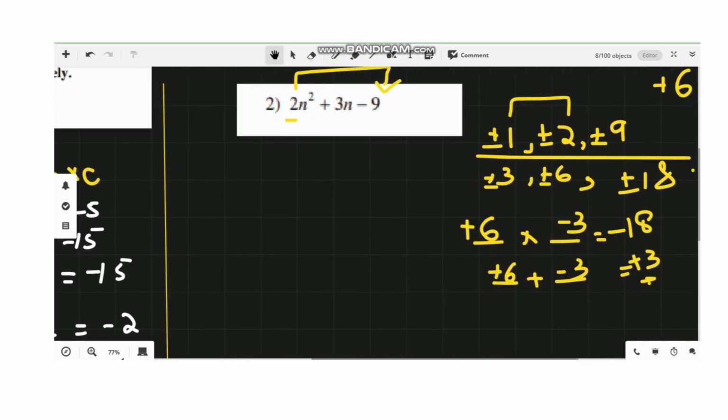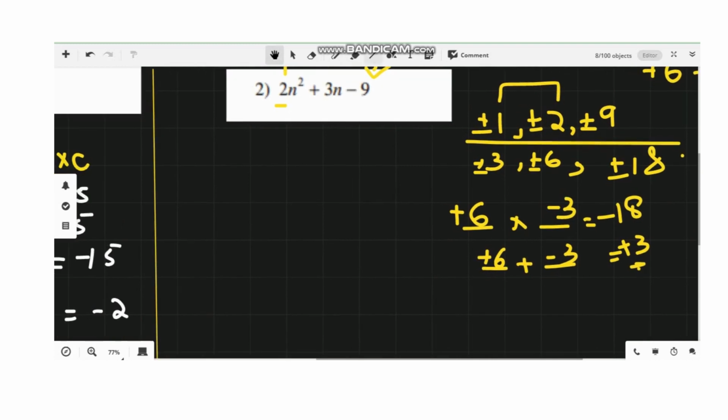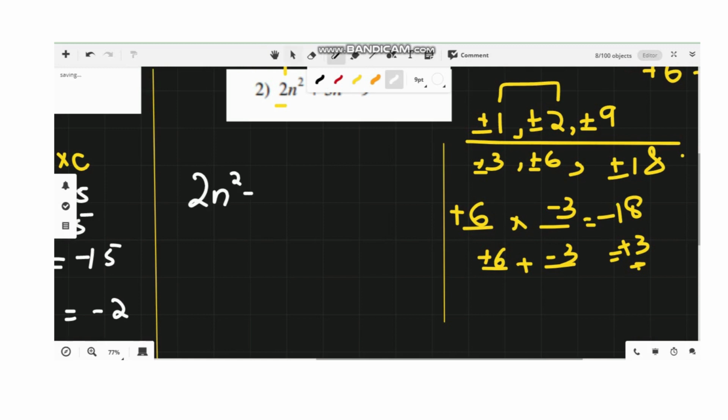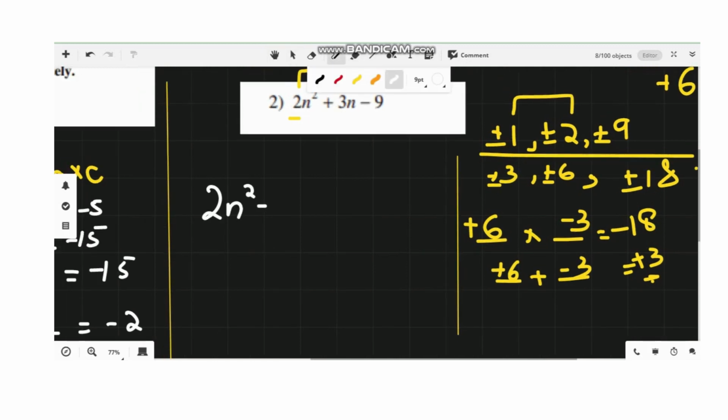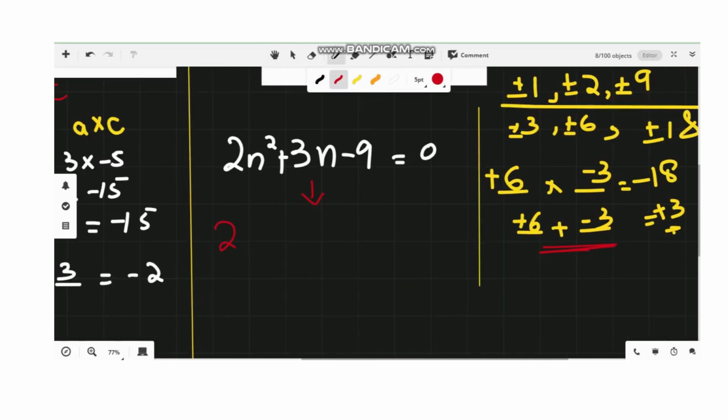So 2n squared, now I'm going to write the equation here again: 2n squared plus 3n minus 9 equals 0. So what we will do is replace the 3n with the factors that are +6 and -3. So 2n squared plus 6n minus 3n minus 9 equals 0.